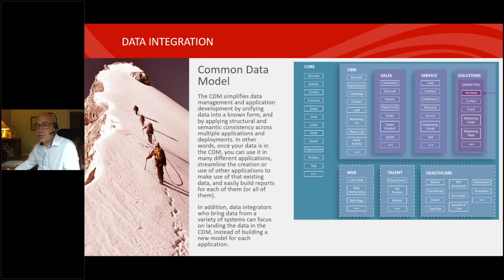So that means artificial intelligence will now only have one place to go to find out who the accounts are and who the contacts are and which contacts are related to which accounts. It's just got one place to go. That's beneficial for report writers.